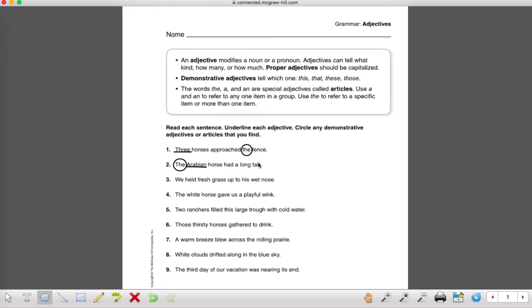Okay, and then there's one more adjective because there's another noun here, the word tail. Does it say what kind of tail, how many tails, or how much tail? And it does tell you what kind of tail. It's a long tail. Because it's not demonstrative and it's not an article, I'm just going to underline it. Okay, so that's it for this. And if you have questions on it, you can always chat with me, send me an email, or ask during our meet chat.